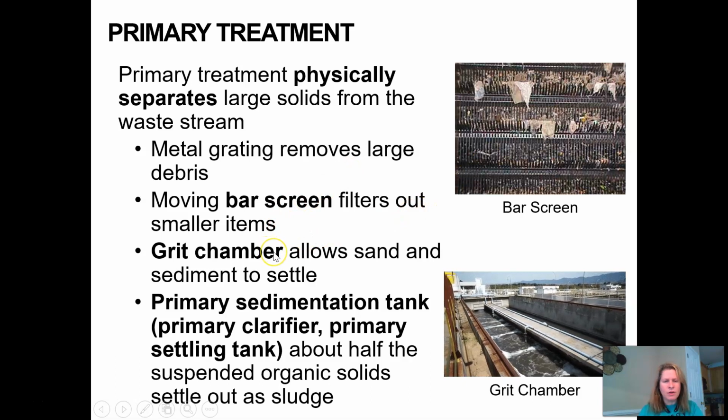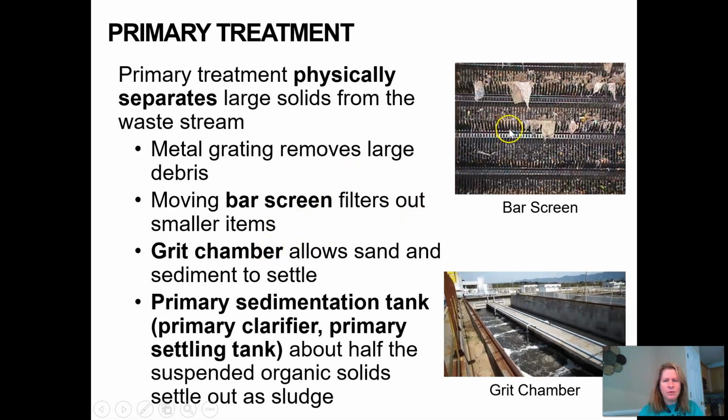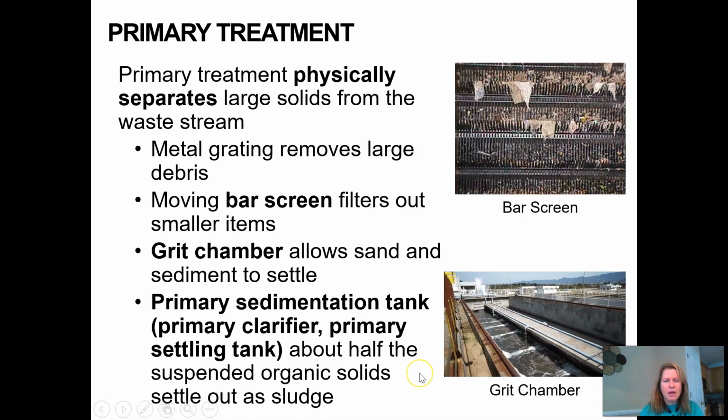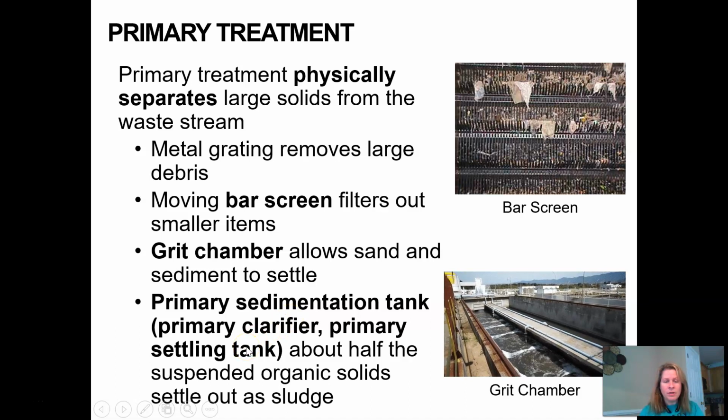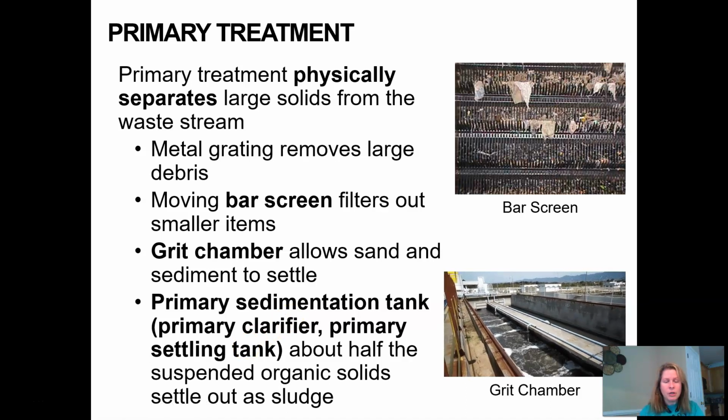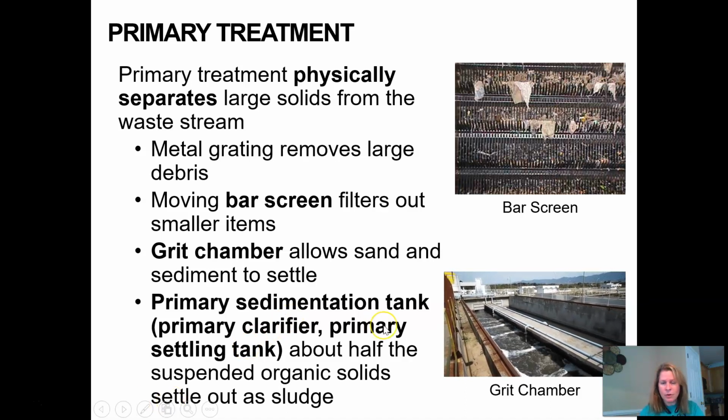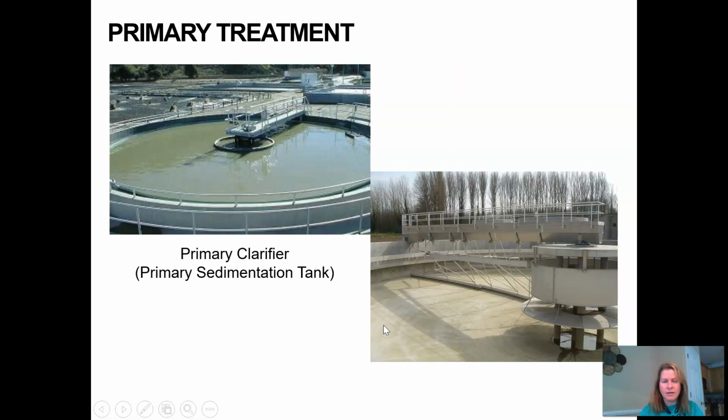Next thing, the water flows into a grit chamber. After we've separated out some of this big stuff, it flows into a grit chamber, and that's where we're going to get out the little suspended solids like dirt. And then the next part is what we call the primary sedimentation tank. You might hear it called the primary clarifier or the primary settling tank. And there the water is going to settle, and we're going to lose about half of those organic solids. They're just going to settle out into the bottom.